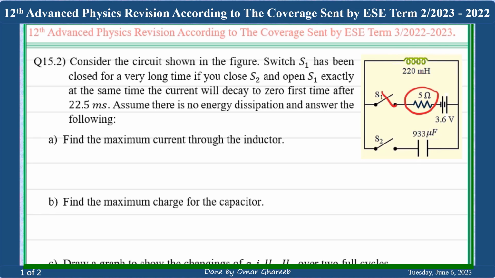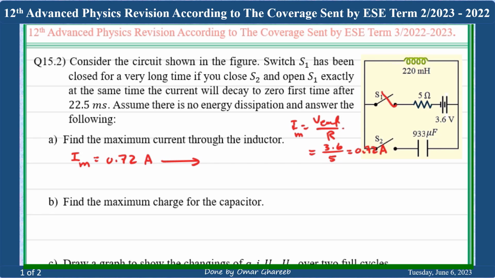For such a circuit, we can find I maximum. I maximum at steady state is V EMF over R. V EMF is 3.6 and R is 5. Divide these: 0.72 amperes. So this is the maximum current. We find the maximum current, 0.72 amperes, as shown here.